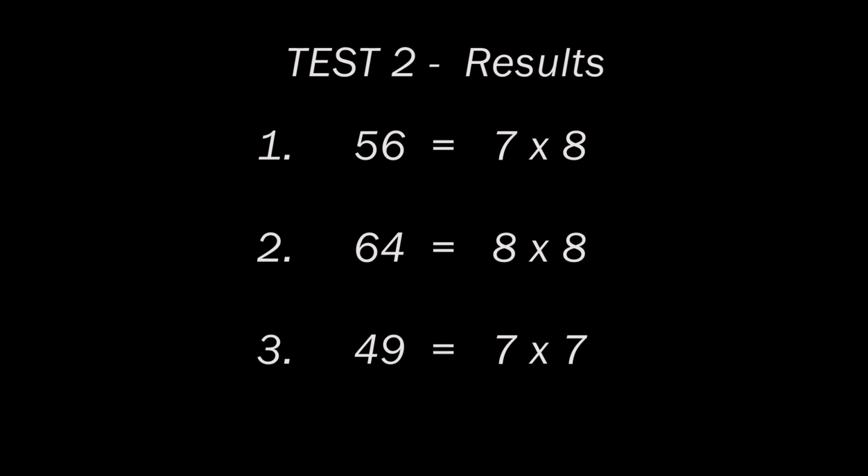Test 2 results. Number 1. What is the timetable question for the product of 56? That's 7 times 8. Number 2. What is the timetable question for the product of 64? That's 8 times 8. And number 3. What is the timetable question for the product of 49? And that is 7 times 7.